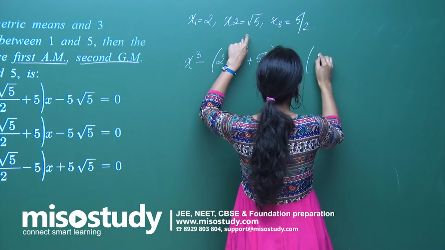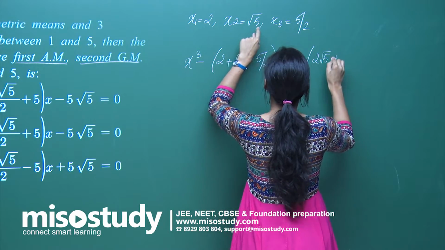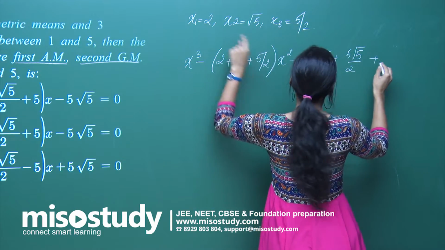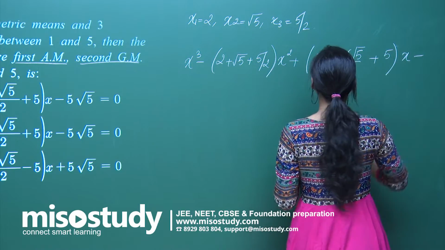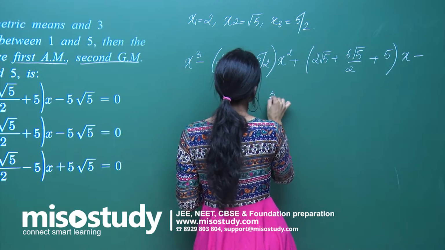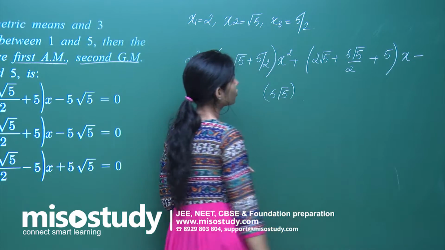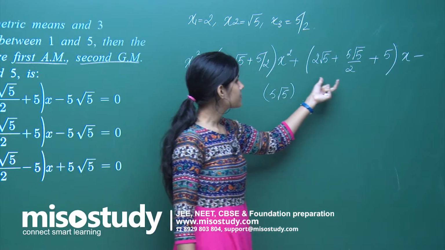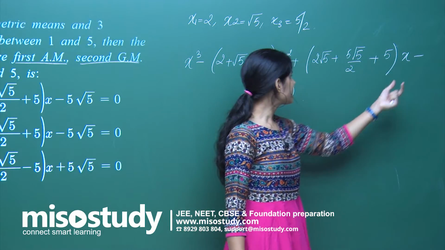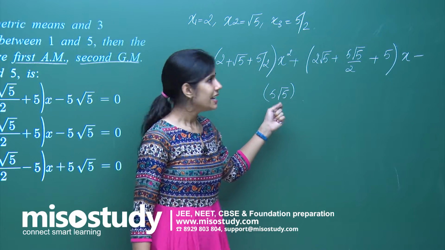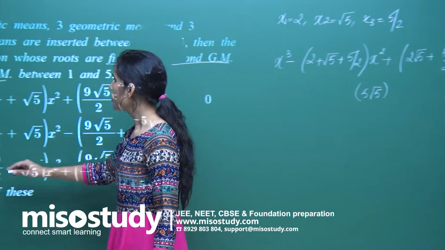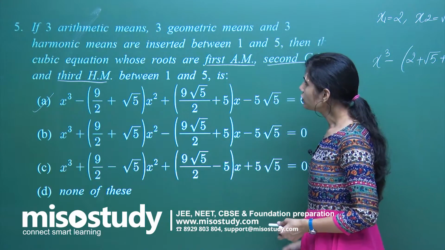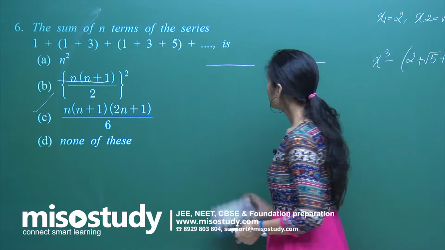So 2 into root 5 plus root 5 into 5 by 2 plus 5 by 2 into 2, into x minus product. So it is 5 root 5. That's the constant term. X cube minus sum of the roots into x square plus sum of product of roots taken 2 at a time into x minus product of the roots. And this is what, if you resolve, you get the first option as the correct one. Clear? Now moving on to the next, we have the sixth one, which talks about the series now.